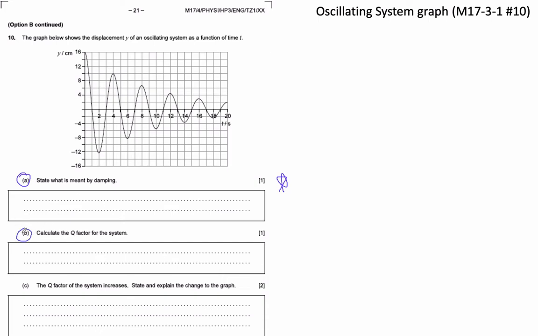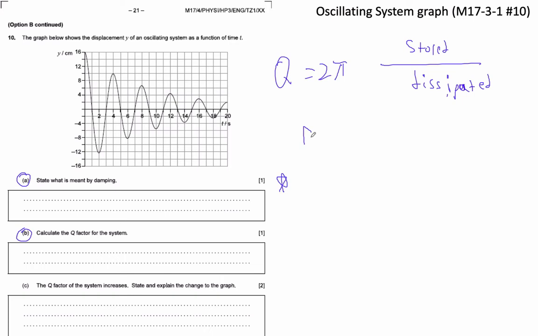For B, calculate the Q factor of the system. We're going to use this formula, right? The Q is 2 pi energy stored divided by energy dissipated, right? And this is subtopic B4, dissipated. That's such a long word, okay?